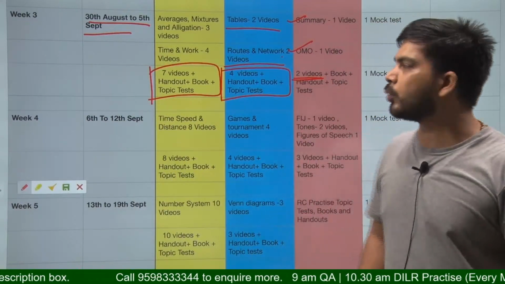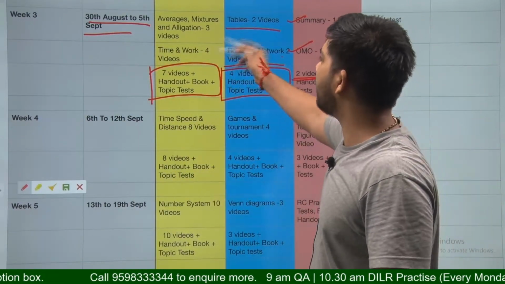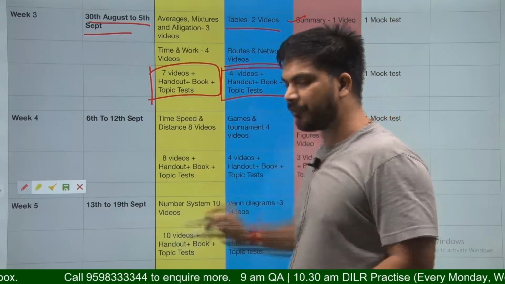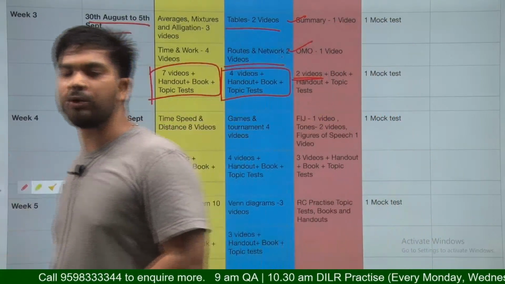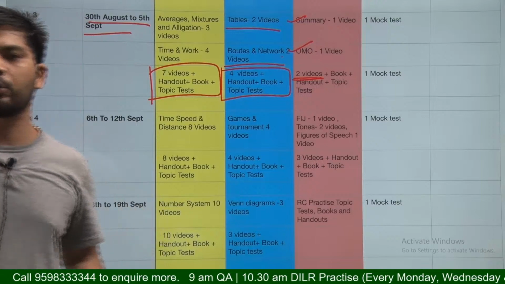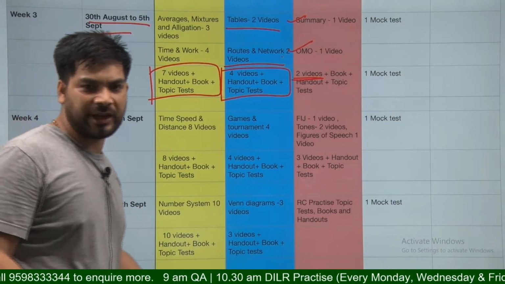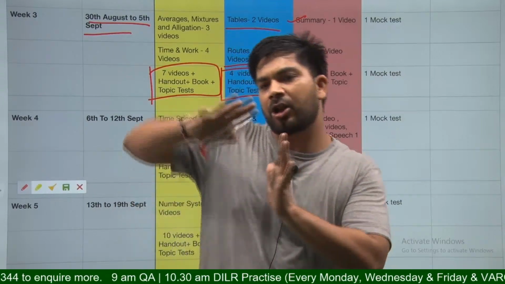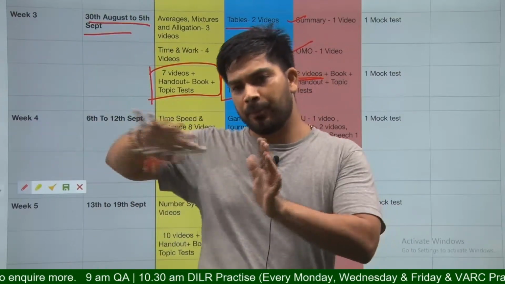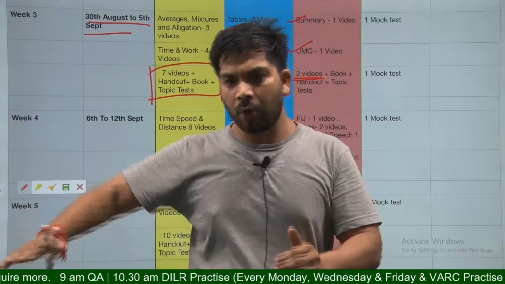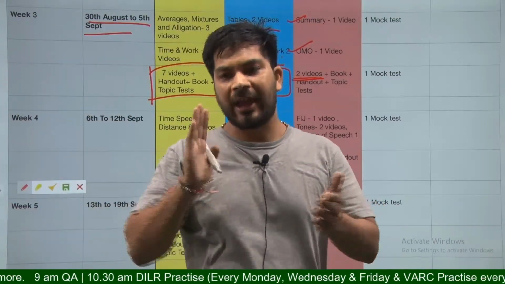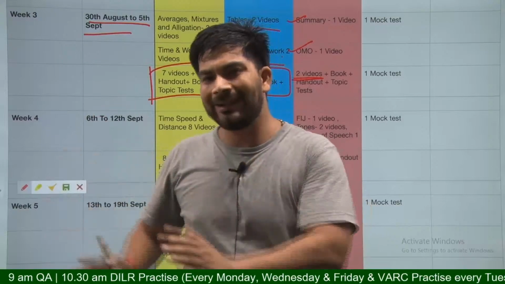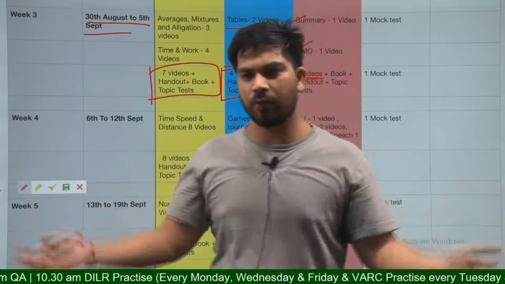Good students may finish off averages, mixture and alligation, time and work in a couple of days. You watch the video and directly come into solving handout and book questions, and then we're getting into topic tests, right? So you should not be spending a lot of time watching the videos. Rather than that, sit in one go, complete all the videos, and then directly go to solving handout, book and topic tests. That's how your preparation would go.